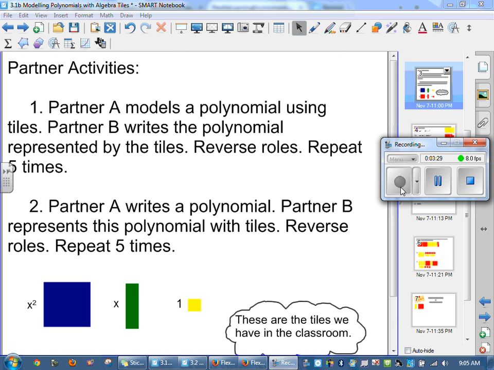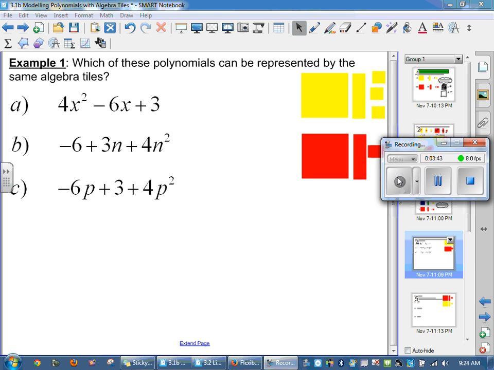Okay, here's a partner activity for you. It says partner A models a polynomial using the algebra tiles, and partner B writes the polynomial down. Then you're going to reverse it. All right, let's give these a try. This one says, which ones can be represented by the same algebra tiles? Well, this is just showing us one concept here. It does not matter the order they're written in. The color of the object and the size of the object must matter.